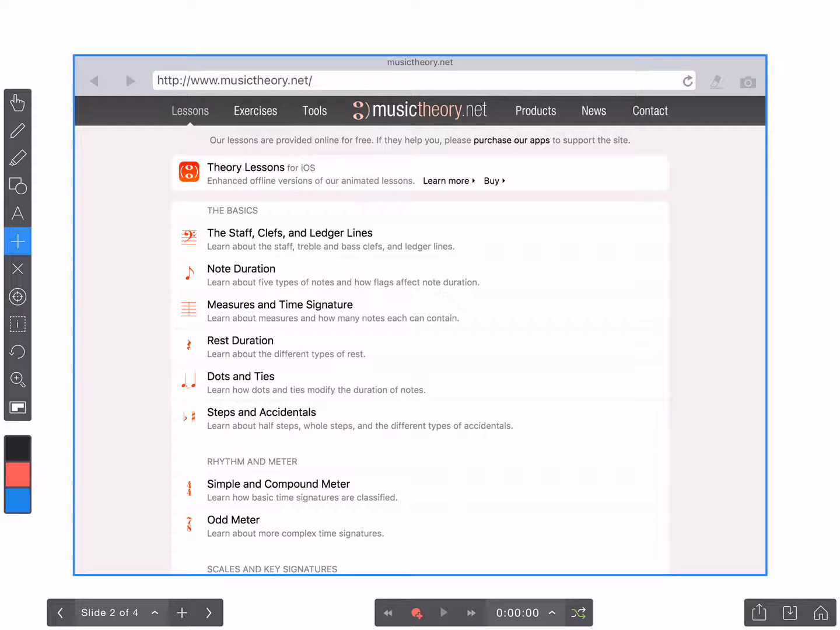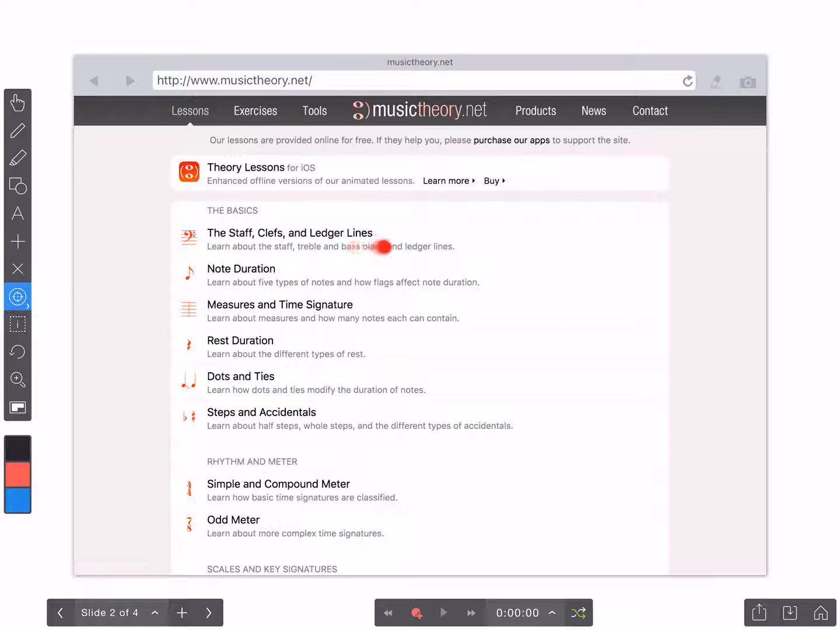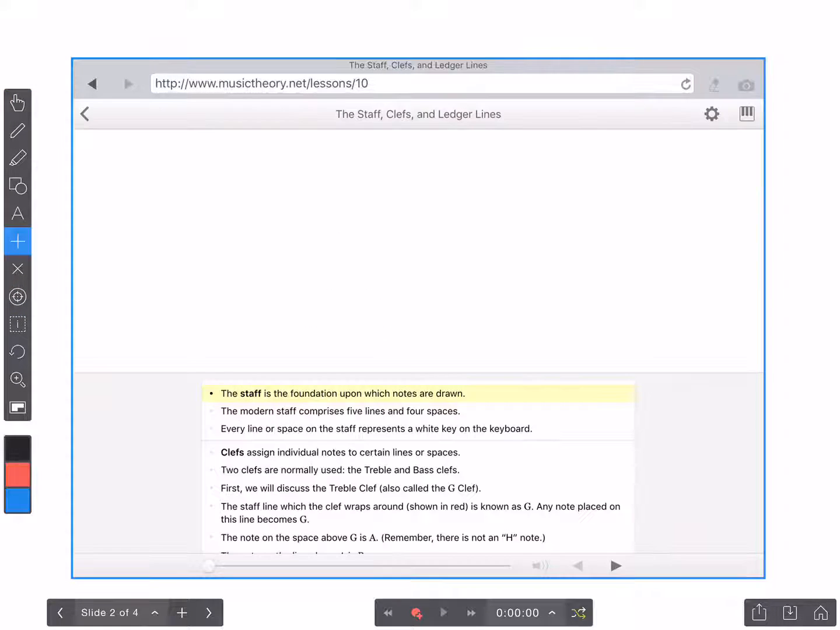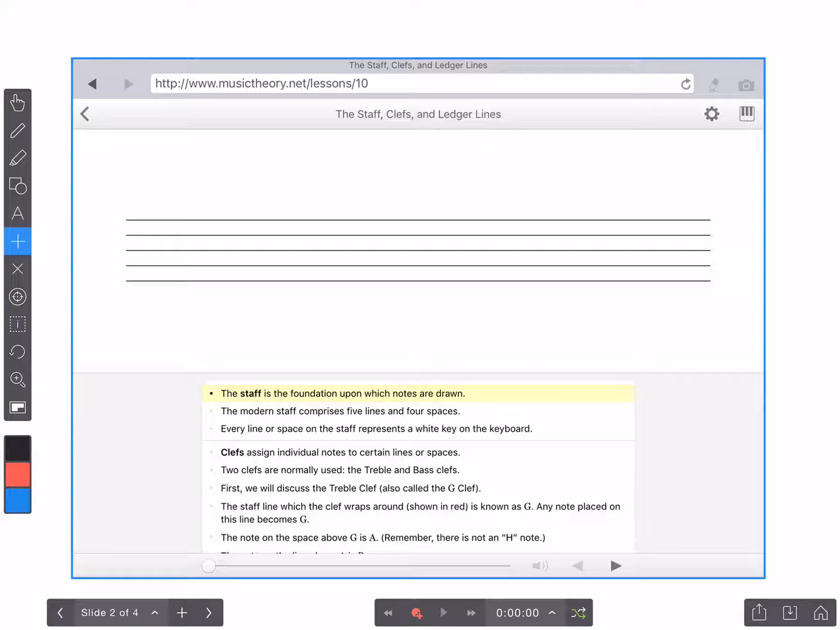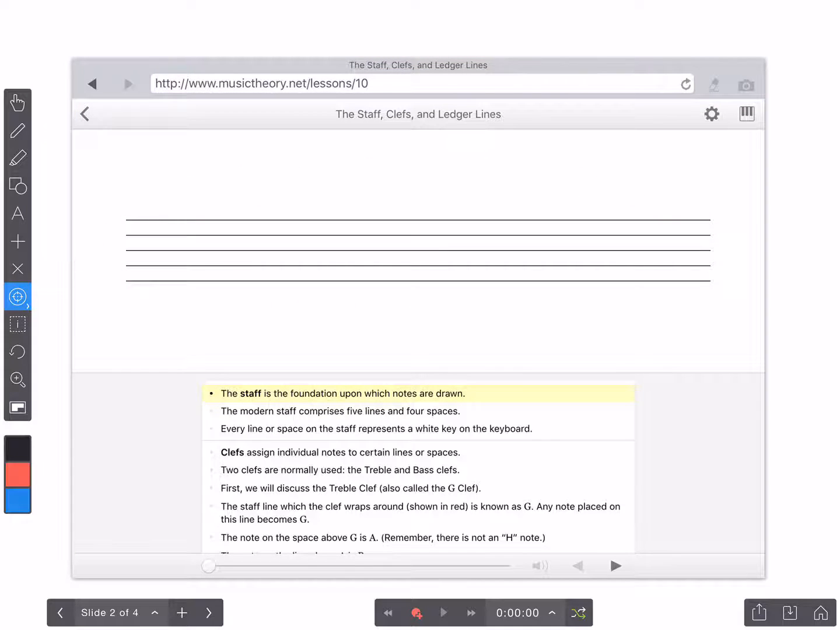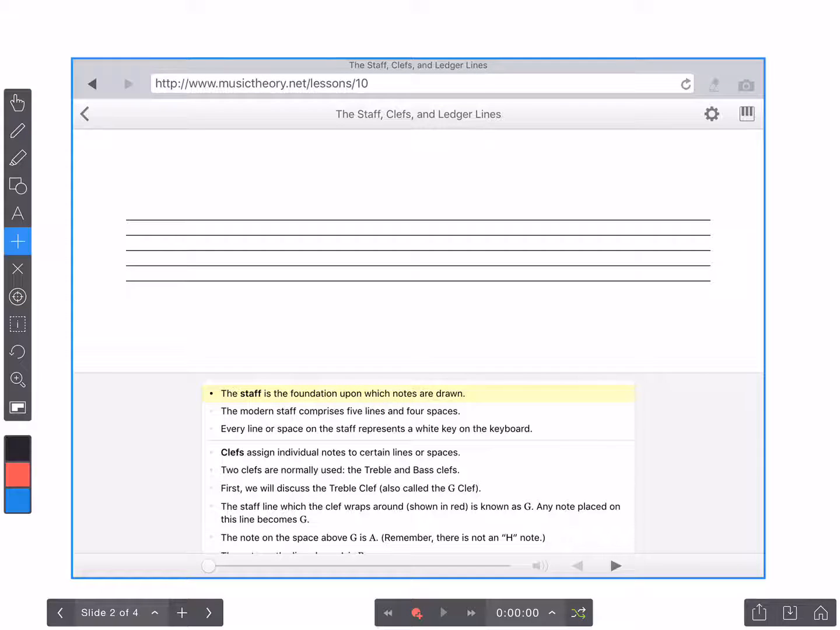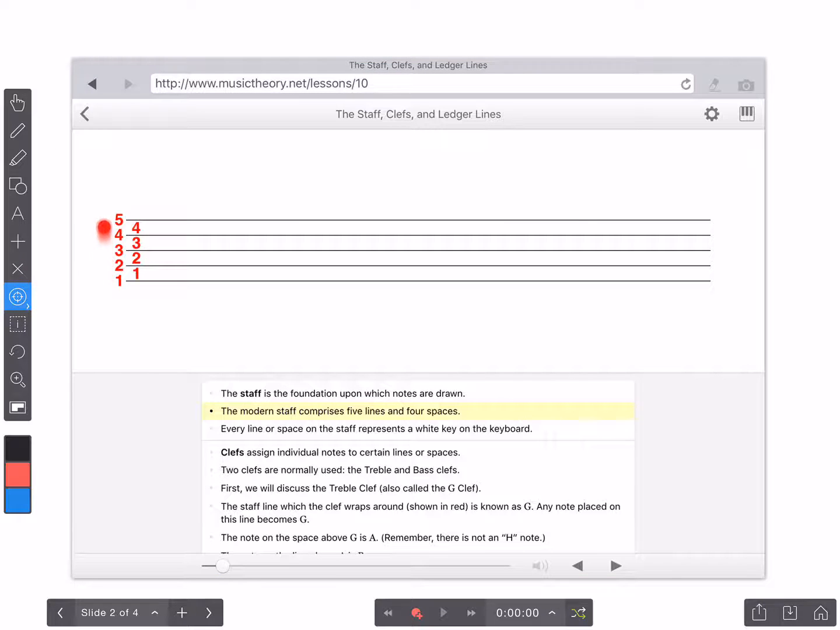And we're doing the first music theory lesson here, which, as you can see, is on the staff, clefs, and ledger lines. So we will go there. And here we are. So the staff is the foundation upon which notes are drawn. So obviously this right here is the staff. The modern staff comprises 5 lines and 4 spaces. So you can see over here 5 lines, 1, 2, 3, 4, 5, 4 spaces, 1, 2, 3, 4.